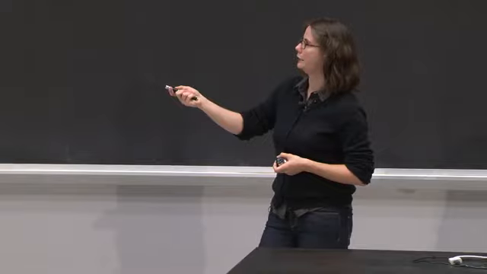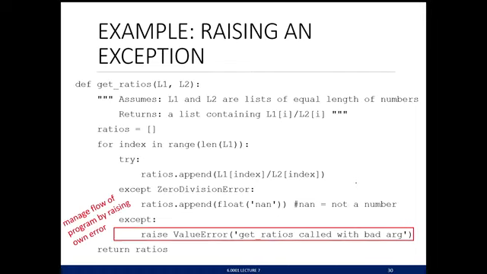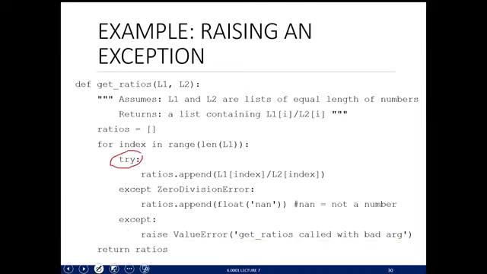I have this function here called getRatios. It takes in two lists, L1 and L2, and it's going to create a new list that's going to contain the ratio of each element in L1 divided by each element in L2. So I have a for loop here, for index in range length L1. So I'm going through every single element in L1. I'm going to try to do this line. So I think that this line might give me an error, so I'm going to put it in a try block. The error I think I'm going to get is a zero division error, because what happens when an element in L2 is 0?